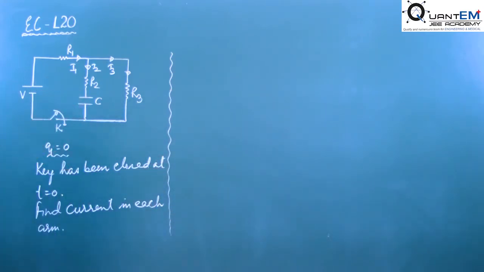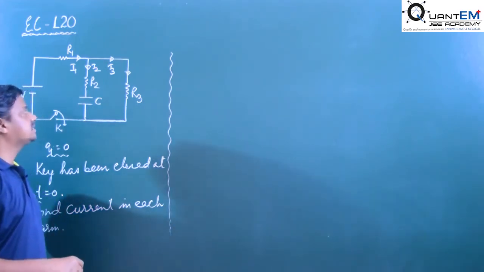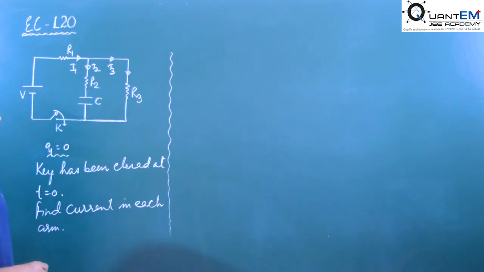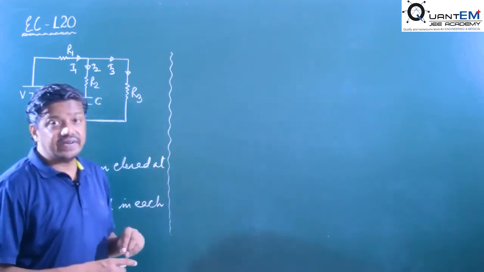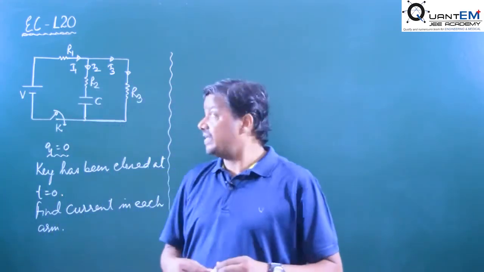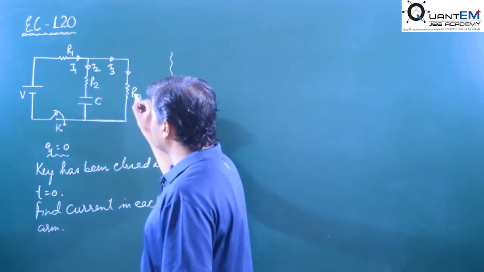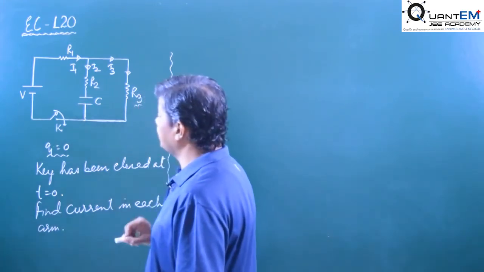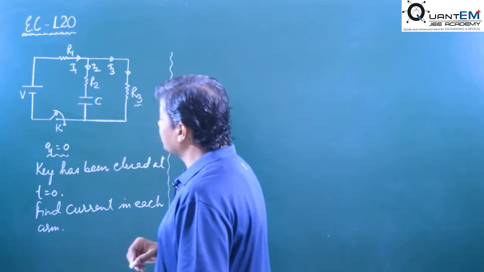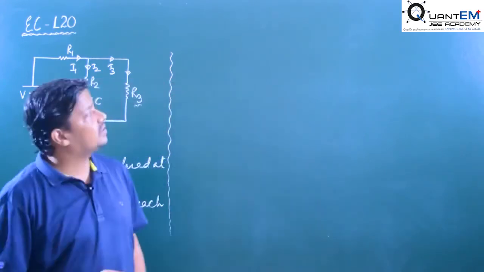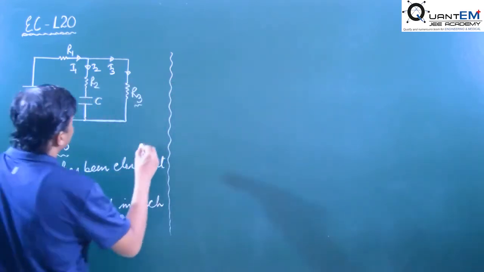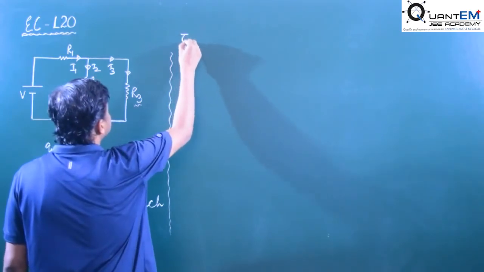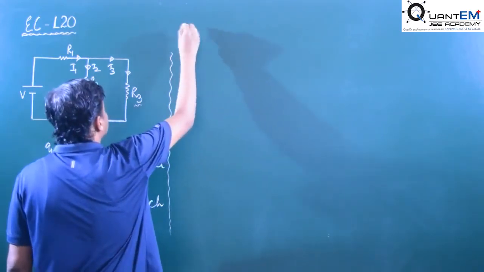Now see, firstly we find the potential drop across the capacitor, that will be called the Thevenin voltage, and it will be equal to the potential drop across this resistor R3. And the time constant we will have to find here. So firstly we come to the calculation of time constant.